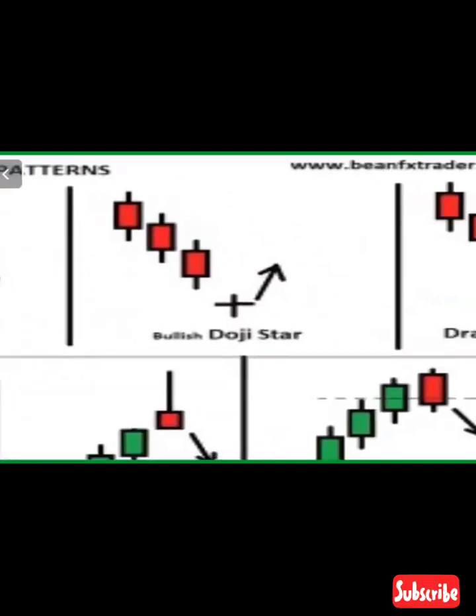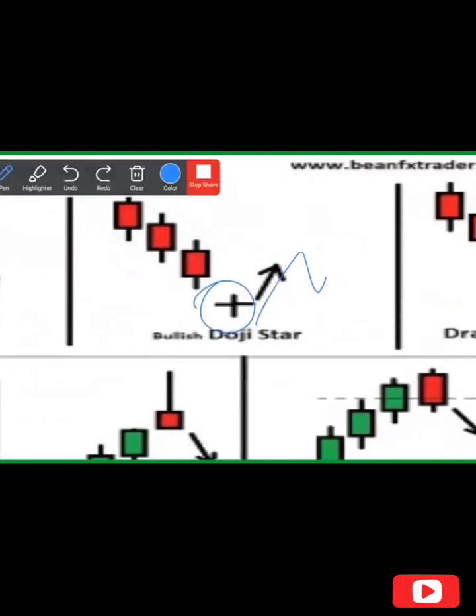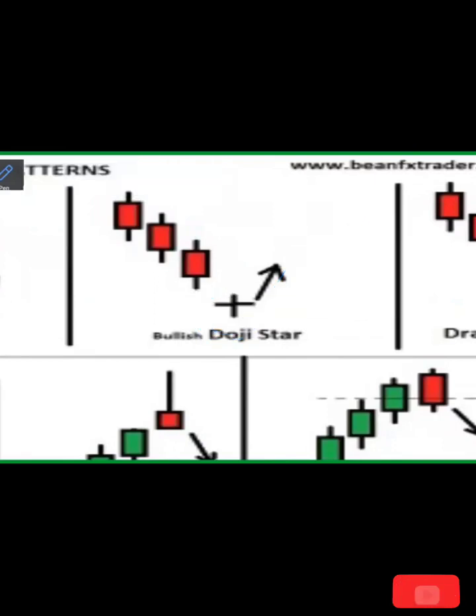Look at a bullish doji. Look at this indecisive candle here. It tells you that price is about to reverse to the upside. But it's always advisable that you wait for this guy to close and you see the next candle before you take your what? Your trading decision.